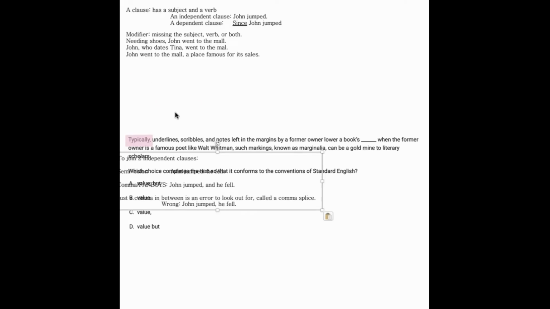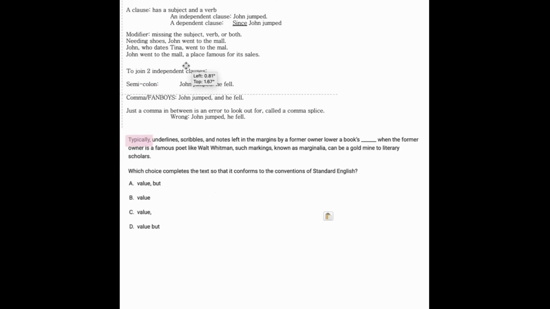And we're talking about that here because this part is a modifier. Typically, these things happen. So we want to be comfortable with what that is so that we can make good decisions about it. Last but not least, if you want to join two independent clauses, then there are two correct ways to do that. You can have a semicolon, John jumped, semicolon, he fell, or a comma, fanboys, John jumped, comma, and he fell. Fanboys is for, and, nor, but, or, yet, and so.